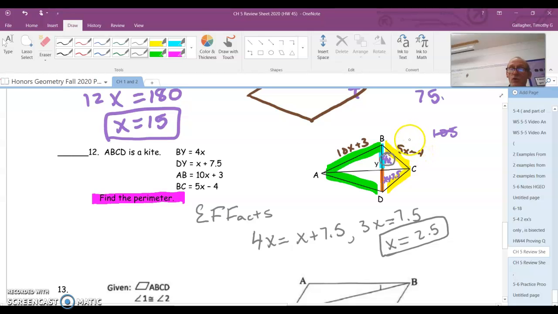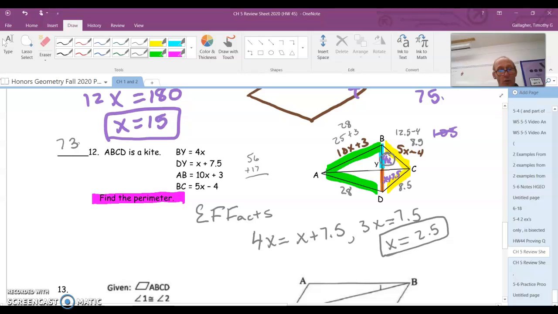5 times 2.5 is 12.5, so 12.5 minus 4 is 8.5. So this side is 8.5 also. So now 10 times 2.5 is 25, so 25 plus 3 is 28. So this side is also 28. So we get 28, 28, 8.5, and 8.5. Now, 8.5 plus 8.5 is 17, and 28 plus 28 is 56. So 56 plus 17 is the perimeter, and that's 73.